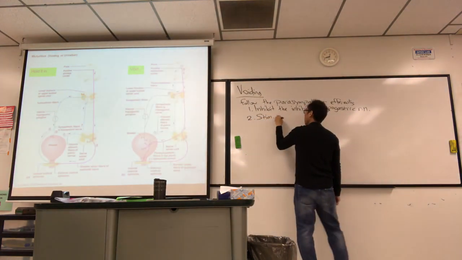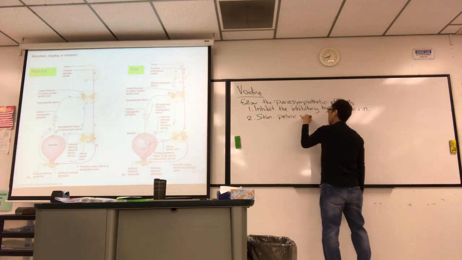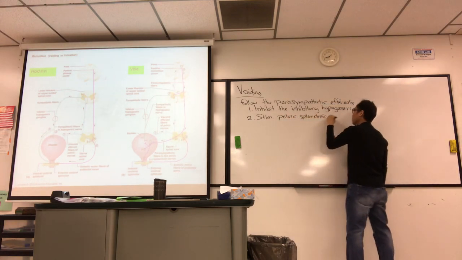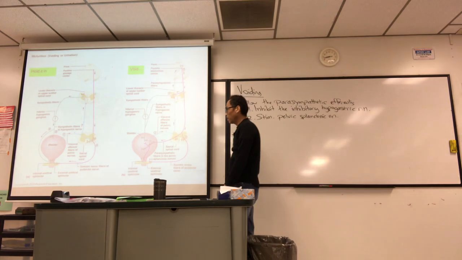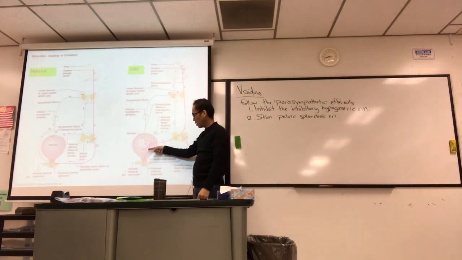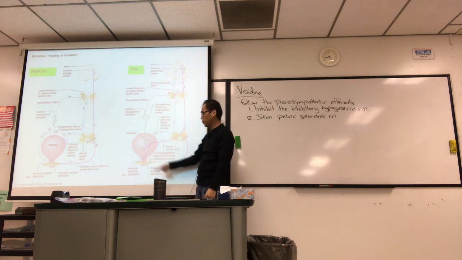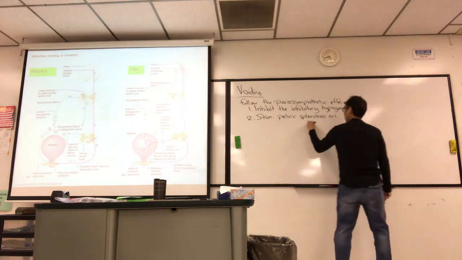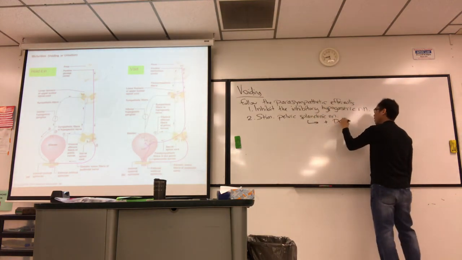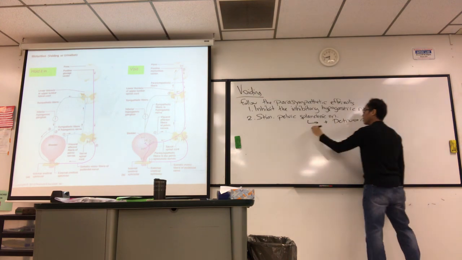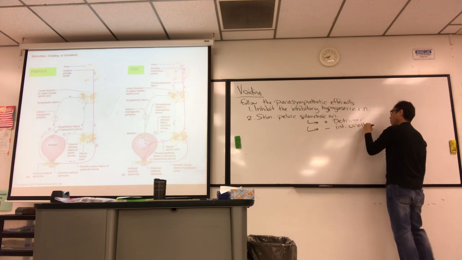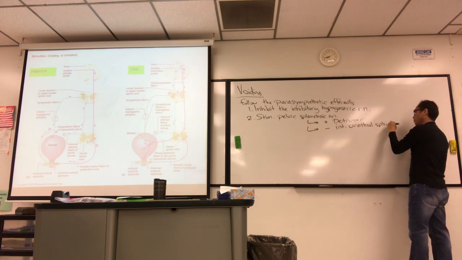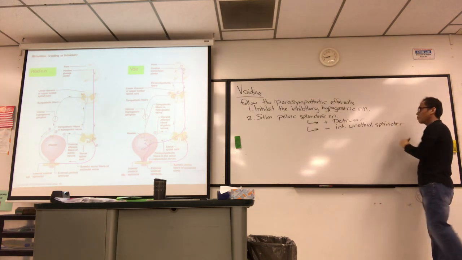Stim pelvic splanchnic nerves. The pelvic splanchnic nerves are the main nerves that help you void your bladder. They will stimulate detrusor and inhibit the internal urethral sphincter. Let me write that down. So, one, they stimulate detrusor to help you void. Two, they inhibit the internal urethral sphincter. Both of those things will help you void.